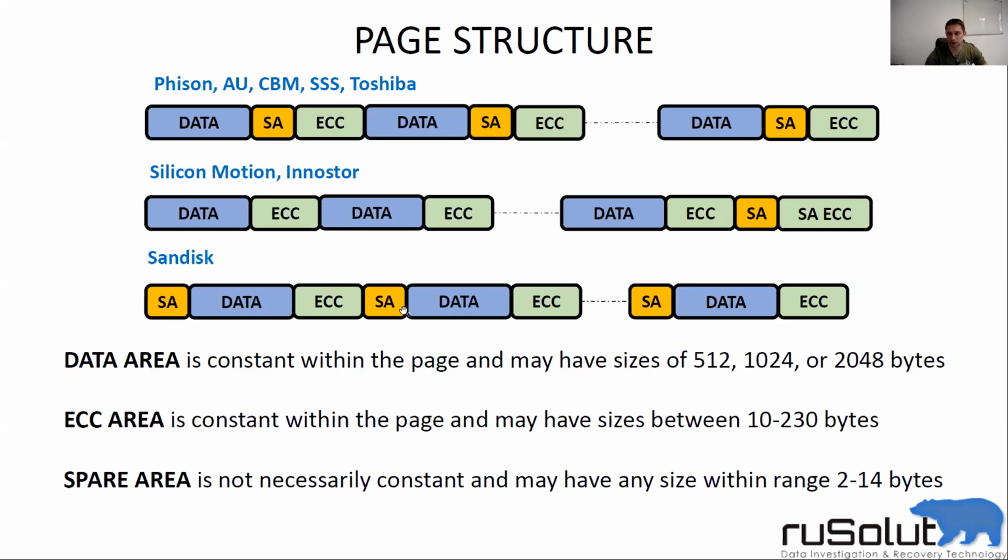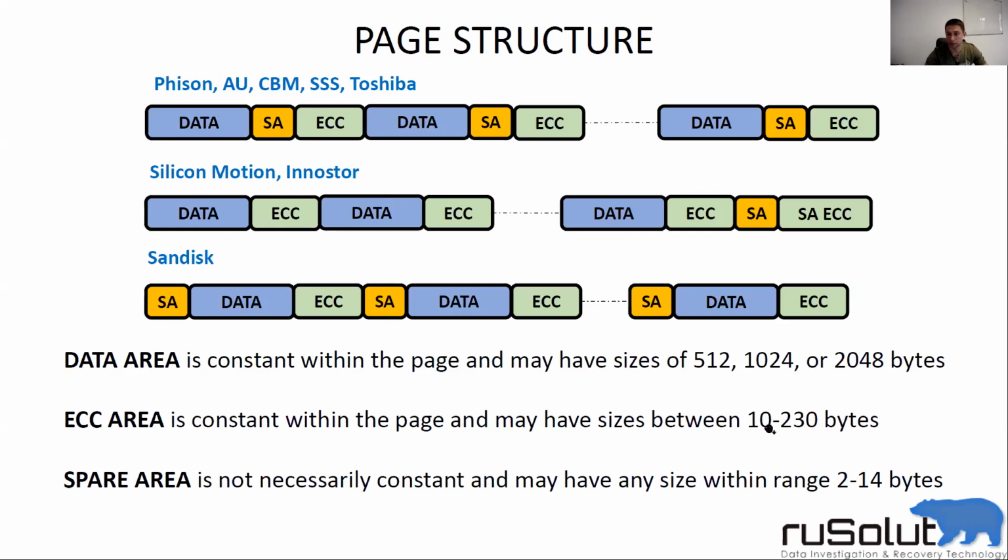Well, I'll show you how to do this in the next steps. So the data area has standard sizes. The ECC area may have different sizes, but one particular device will have just one size of ECC area. I mean, if the first ECC area has a size of 42 bytes, the next one will be 42 bytes, the next one will be 42 bytes. So all ECCs will have the same size, at least for the data area. The same for the Phison controller. If the first ECC has 42 bytes, then the next ones will be the same. So ECC is a constant within the page.